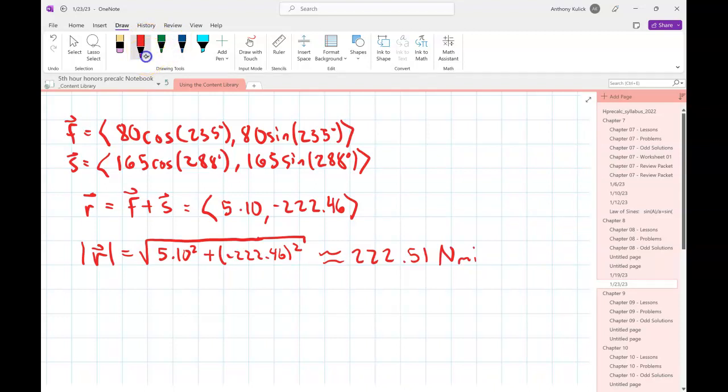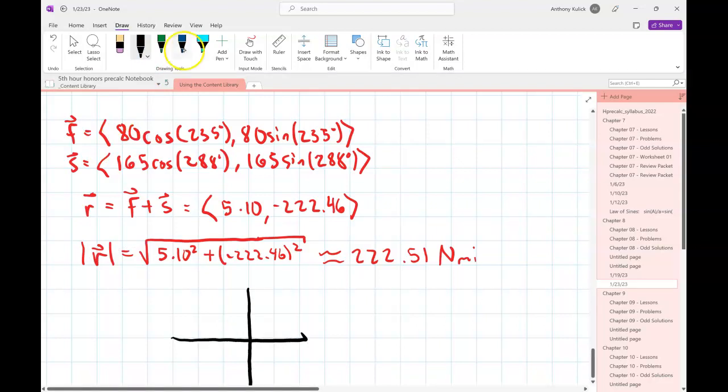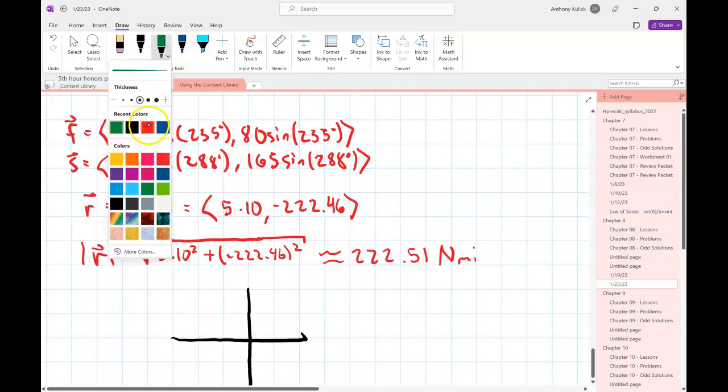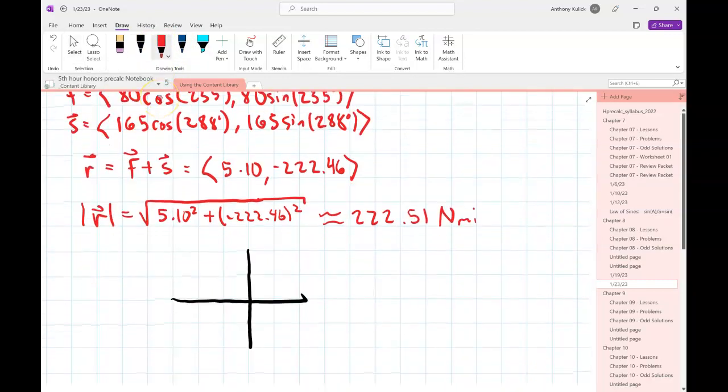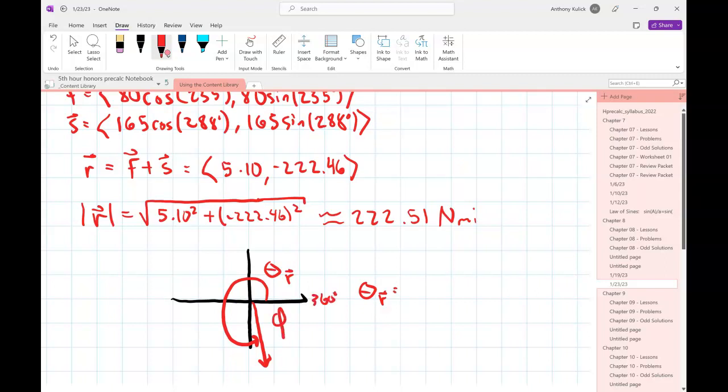And then if I want the direction, draw my picture. So 510 over and 222 down is going to be like that. So that's my standard position angle. That should be 360 minus that leftover that I call phi.